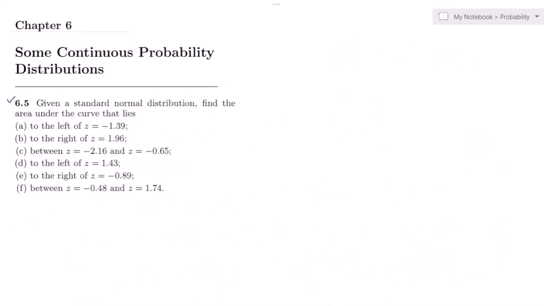This is question 6.5, and from today we are going to start the normal distribution.